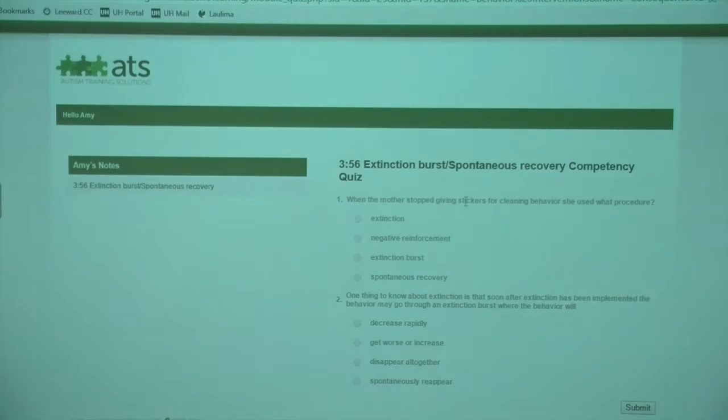When the mother stopped giving stickers for cleaning behavior, she used what procedure? She used extinction. One thing to know about extinction is that soon after extinction has been implemented, the behavior may go through an extinction burst where the behavior will get worse and increase.